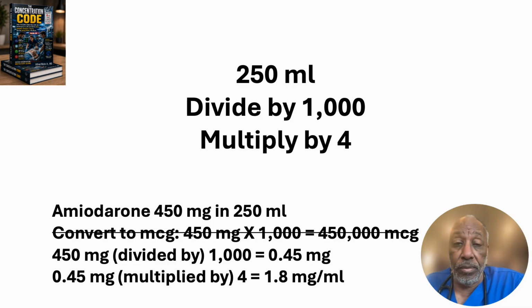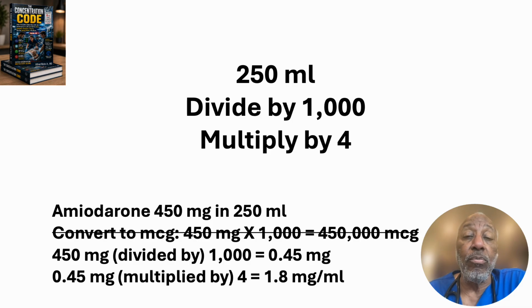Let's do one more. Amiodarone, 450 milligrams in 250 milliliters. You want milligrams per milliliter here, not micrograms per milliliter, because amiodarone is dosed in milligrams. So skip the unit conversion and go straight to the division. Divide 450 by 1,000, you get 0.45. Multiply by 4, you get 1.8. The concentration is 1.8 milligrams per milliliter.